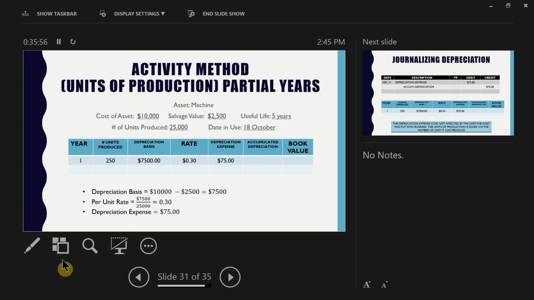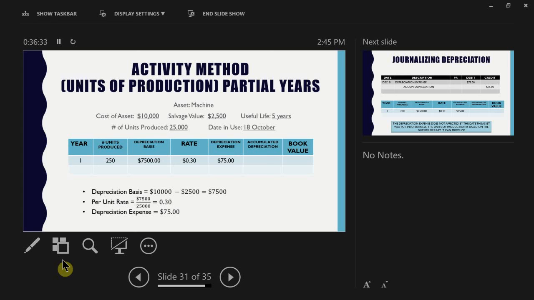Okay, we don't have a previous, so that's a zero. 75,000, I mean $75. Yep, so $75 is correct. And what is your book value now? Your book value is going to be your total cost minus your accumulated depreciation. Total cost of asset. Okay, so 10,000 minus 75.